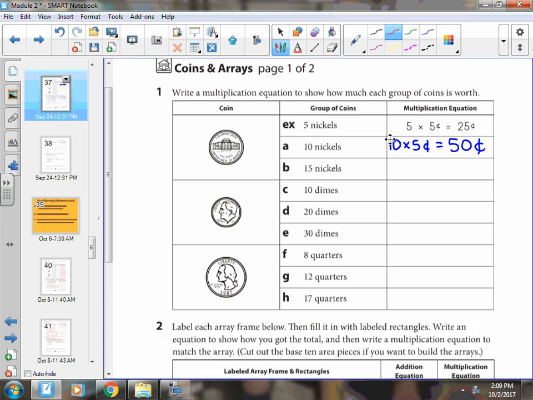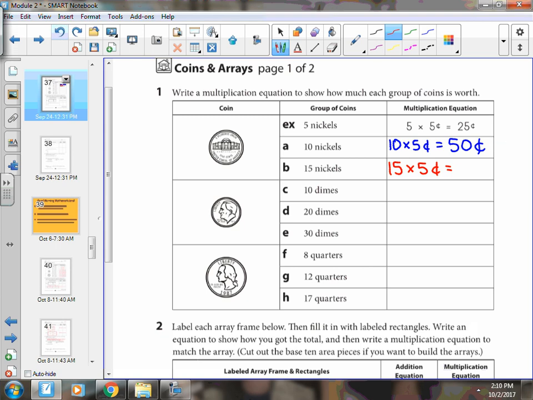15 nickels. 15 nickels times 5 cents. I know 15 times 10 is 150. Cut in half is 75. I also could look, if this is 10 nickels, then this is 5 nickels. If I were to put them together, that would be 15 nickels. 50 plus 25 is, again, 75. So 15 times 5, 75.